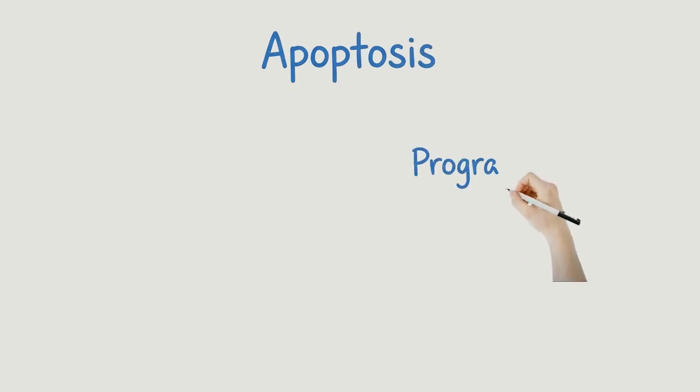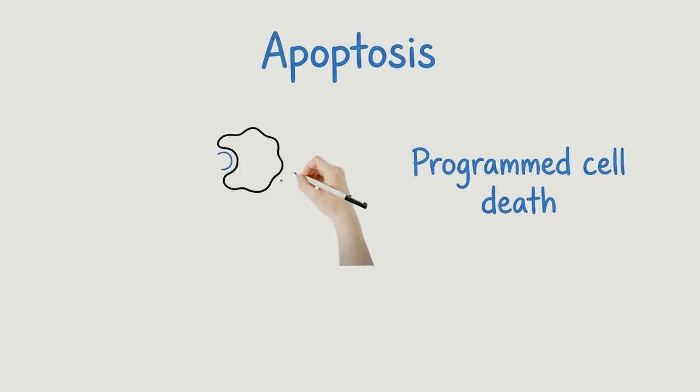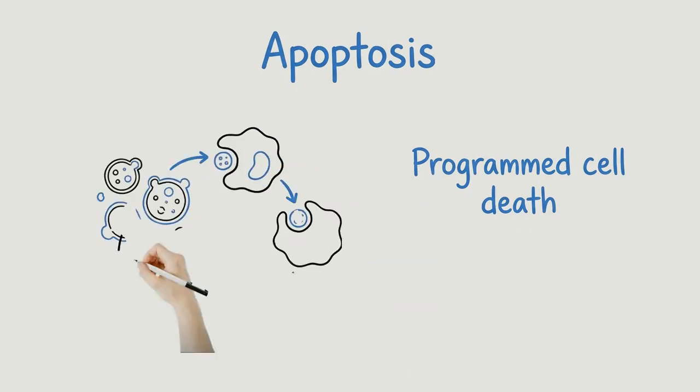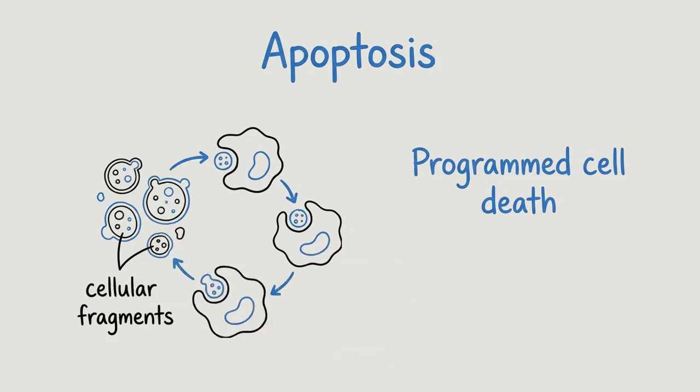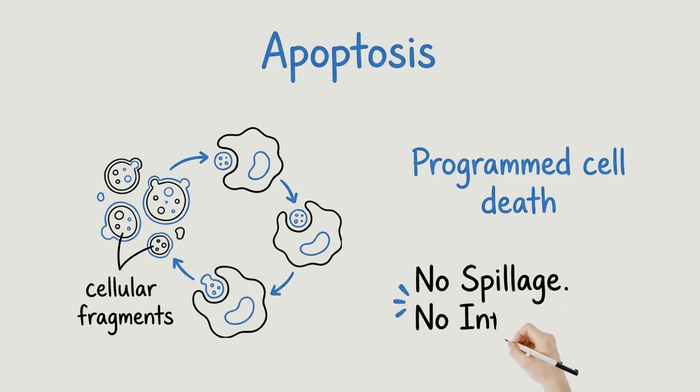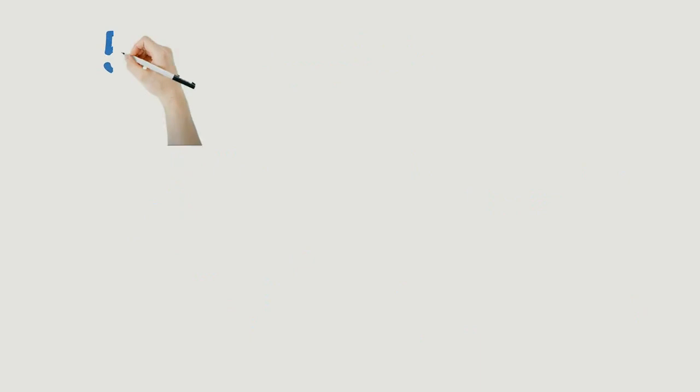Apoptosis is programmed cell death. The cell dismantles itself from within, packages its contents into neat membrane-bound fragments called apoptotic bodies, and those fragments are quietly phagocytosed. No spillage, no inflammation. That single difference, inflammation yes versus inflammation no, is the most tested concept in this entire topic.